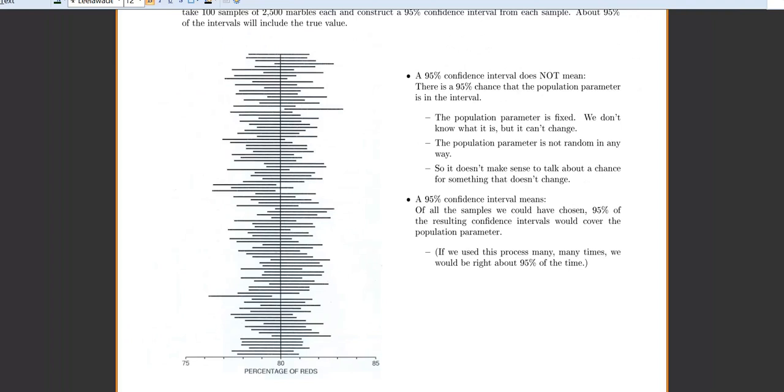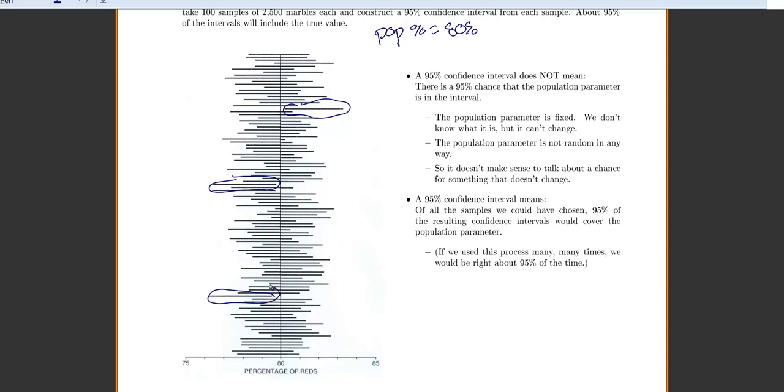You can see the 80% is the true percentage of red. We have our population percentage equals 80%. And most of these confidence intervals are containing it, but not all. So like this one misses it. There's two here that miss it. And this one misses it. I think that's all of the ones that miss it that I can see just quickly here.